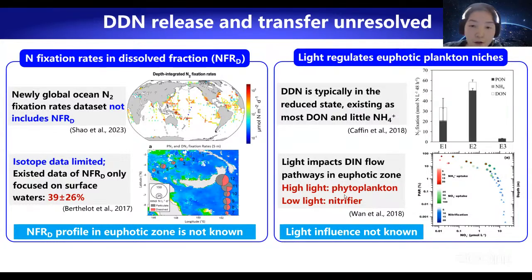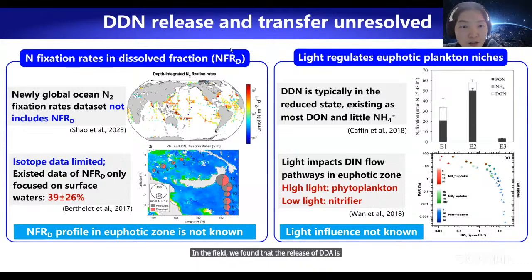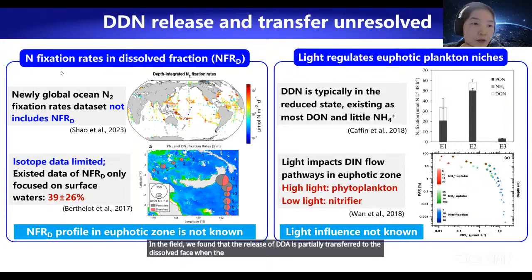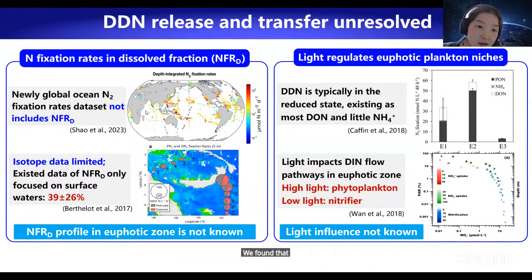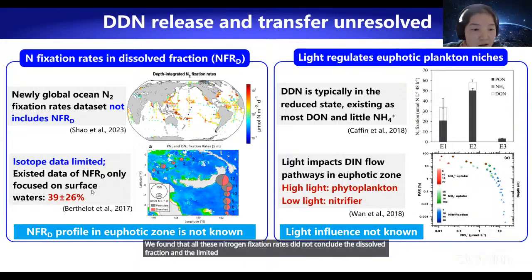In the field, we found that the release of DDN is partially transferred to the dissolved phase when the nitrogen fixation occurs, but limited observations include the dissolved fraction of N2 fixation in the data set. This is the new data set. We found that all these nitrogen fixation rates did not include the dissolved fraction, and in the limited field data, some of the field data only did measurements from the surface ocean, but not the entire euphotic ocean. So the dissolved fraction profile in the euphotic zone is not well known.